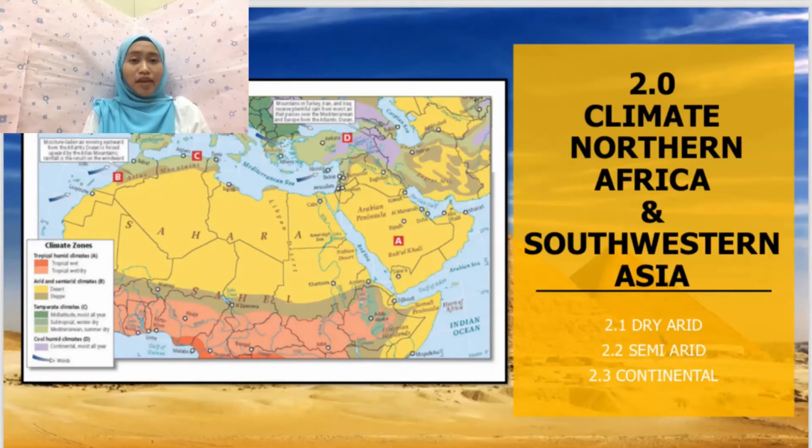Next is the climate of Northern Africa and Southwestern Asia. Alongside culture and politics, the natural environment of Northern Africa and Southwestern Asia is basic to the region's geographic distinctness and internal diversity. Hot, dry plains contrast with snow-capped mountain ranges and well-watered river valleys. There are 3 major types of climatic environment in this region: dry arid, semi-arid, and continental.